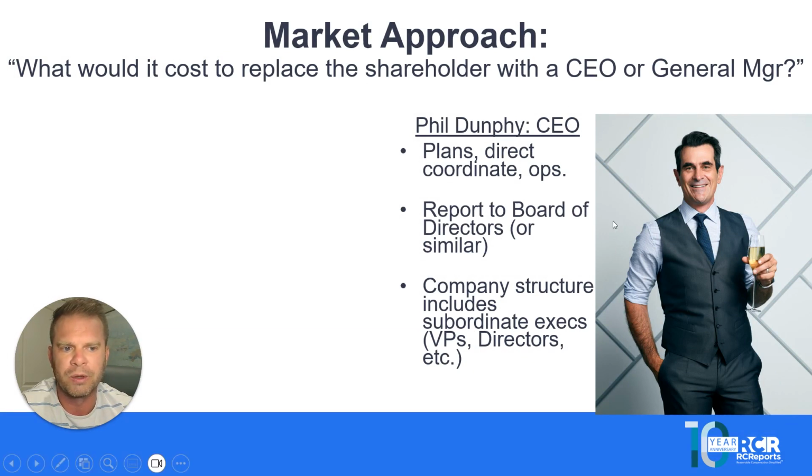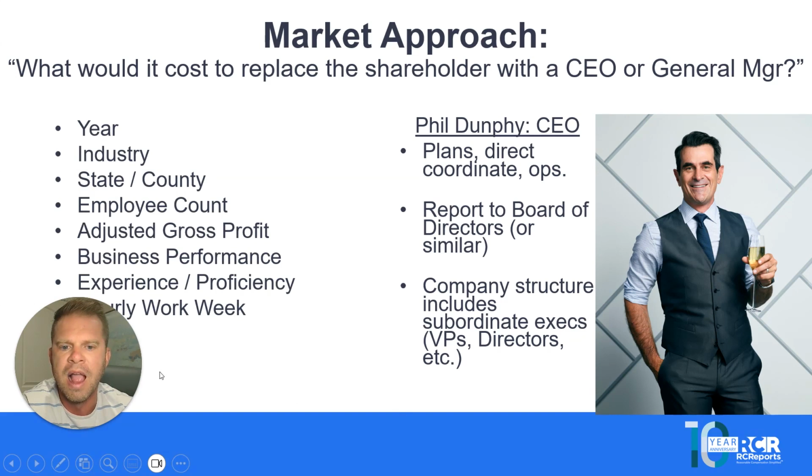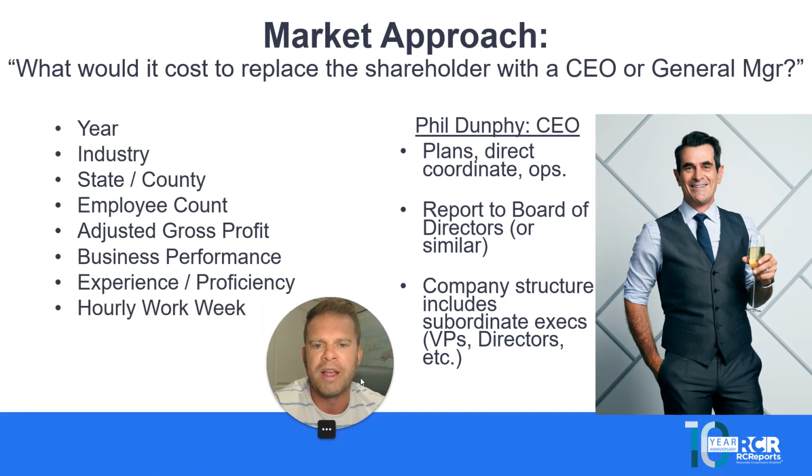These are the different roles and responsibilities that he has. And now what we're going to do is look at the year, industry, state, employee count of Phil's company, the adjusted gross profit of his company, how his business performs, his experience, and what his hourly work week is. And we're going to look at what it would cost to replace him with a CEO in that same industry, state, employee count, etc.